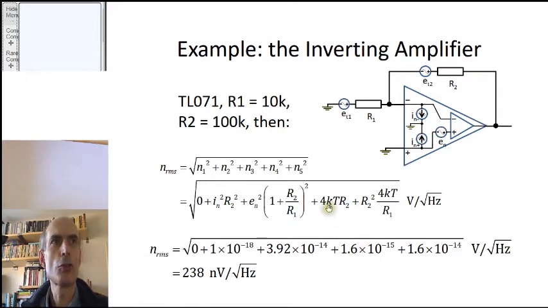The only 2 noise sources here which contribute significantly to the output noise are this one, the equivalent input noise of the op-amp, which contributes nearly 4 times 10 to the minus 14 volts squared per hertz. That's the biggest single contribution. And the input source resistor here contributes 1.6 times 10 to the minus 14 volts squared per hertz to the final noise power. Add up those 2 contributions, take the square root, and it gives us a total expected output noise of this amplifier of 238 nanovolts per root hertz.